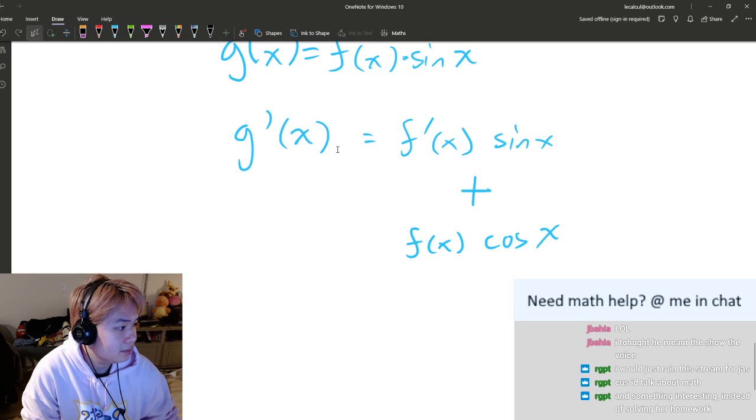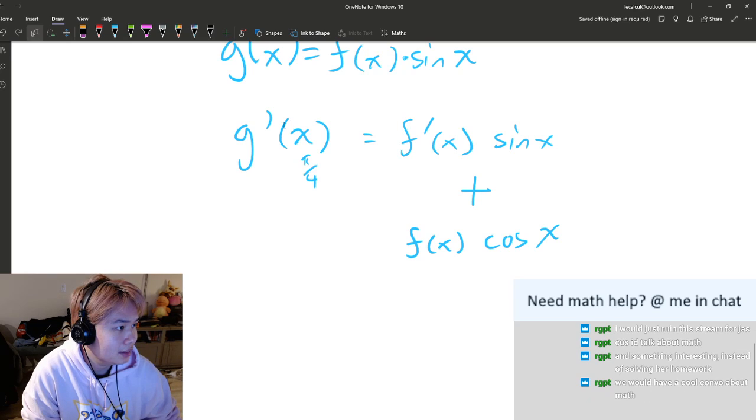And then we want this at pi over 4, right? So then you just plug in pi over 4 into all of these and then do the math. Make sense, Jazz?